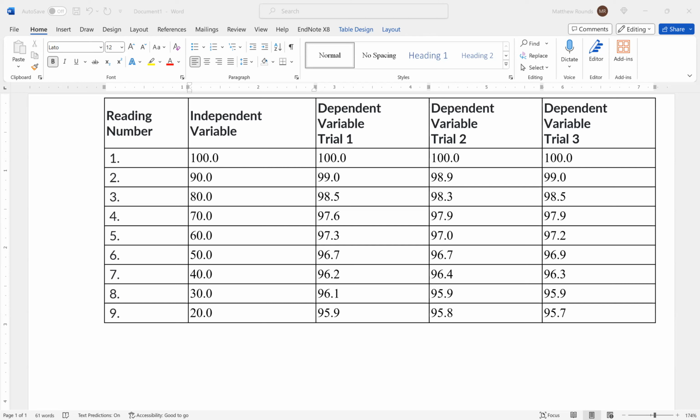And then we format the legend. So this is the result of that.